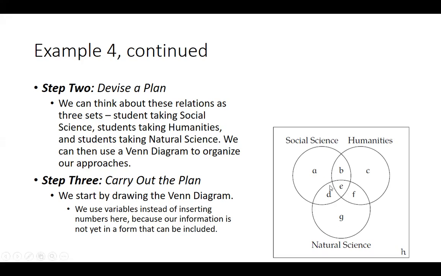Because we don't actually have a nice correlation between the numbers as given in the problem and these areas, we instead label them A, B, C, D, E, F, G, and H, and we'll replace these variables with numbers as we come up with them. So we're using variables instead of numbers because our information is not yet in a form that can be included. There's not a match. We're going to have to do some algebra to find what we need.